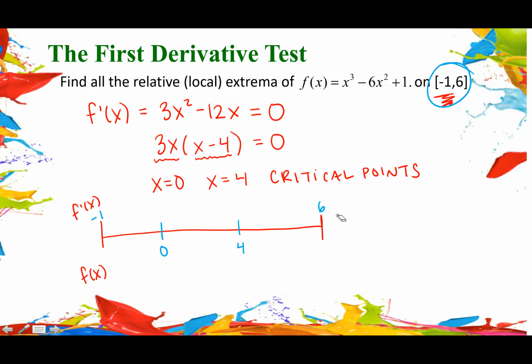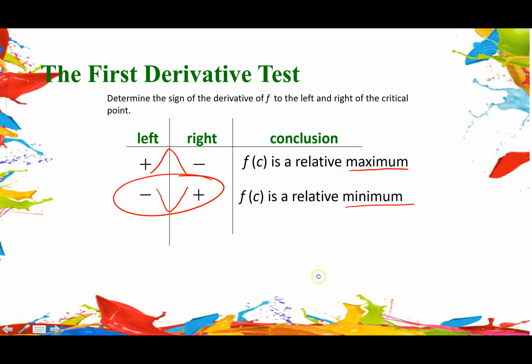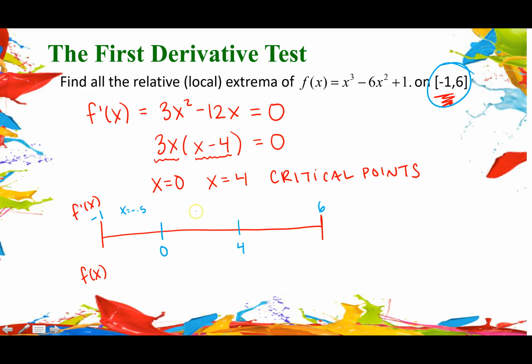Okay, what I need to do next is plug in a value into the derivative. So what's in between minus 1 and 0? Well, that's going to be something like x equals negative 0.5. Okay, what's in between 0 and 4? Let's go with x equals 2. What's in between 4 and 6? We'll go with x equals 5. Now, what we need to do is plug these x values into the derivative. So I need to take this negative 0.5 and put it in for x here and here. And then that will give me an answer. I'm going to pause this video, find those values, and come right back.